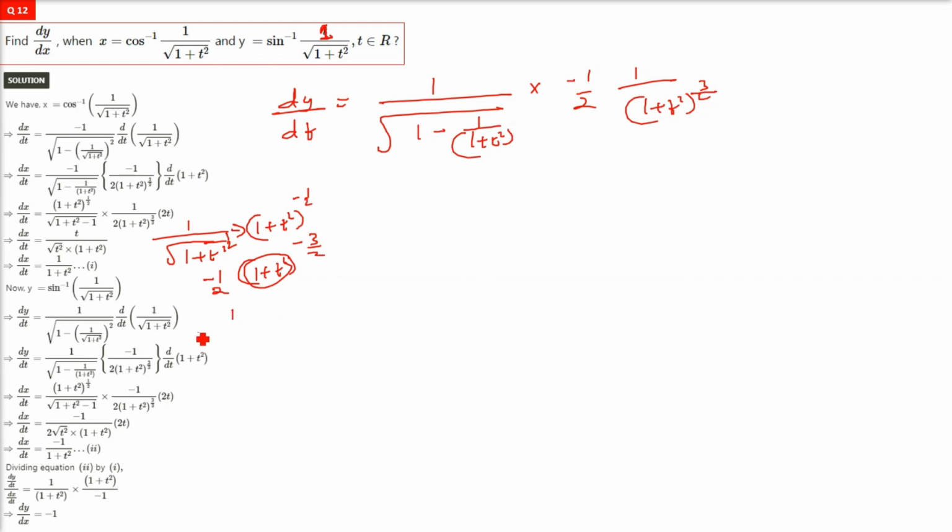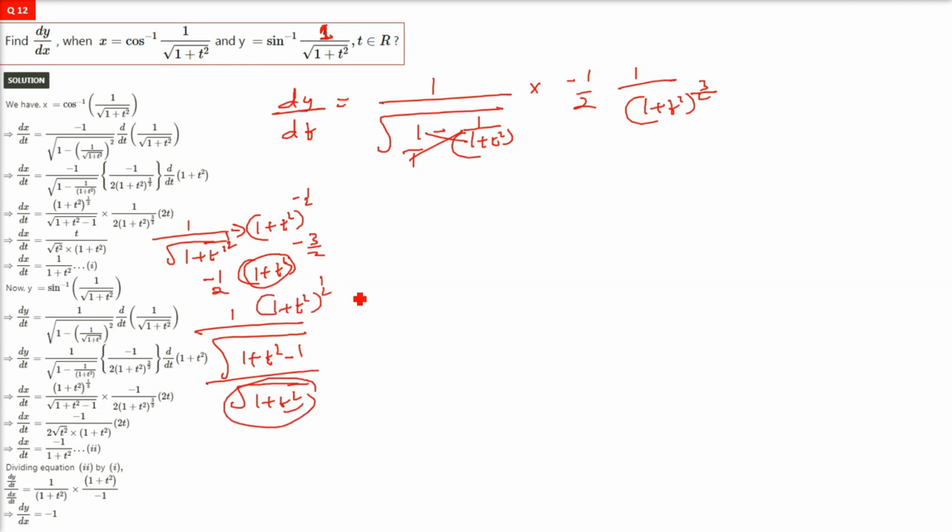The same way we did the first one. So we have 1 by under root of 1 minus 1 by (1 plus t square). It will be (1 plus t square minus 1) divided by (1 plus t square), and that will be in the root. So this goes up in the numerator, (1 plus t square) to the power half. 1 gets cancelled. Under root, t square will be t. Same thing here. So what will be the final thing? (1 plus t square) under root, or (1 plus t square) to the power half, in the numerator, and t will be in the denominator.